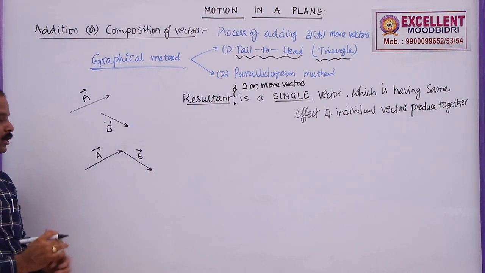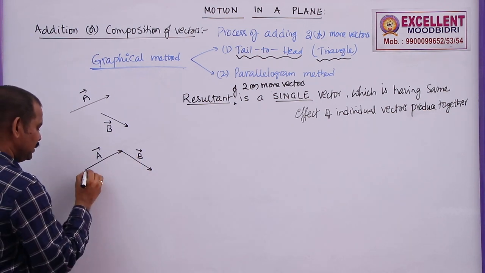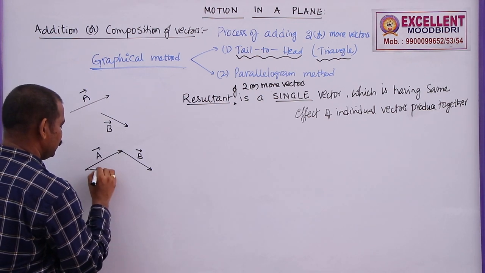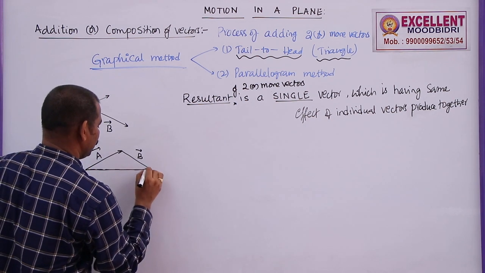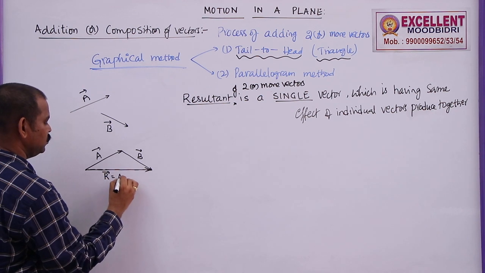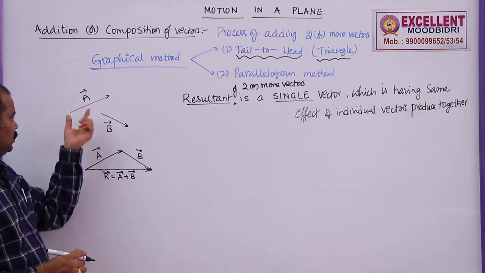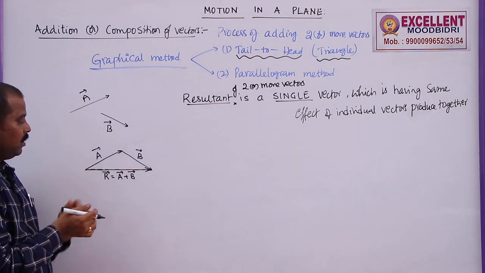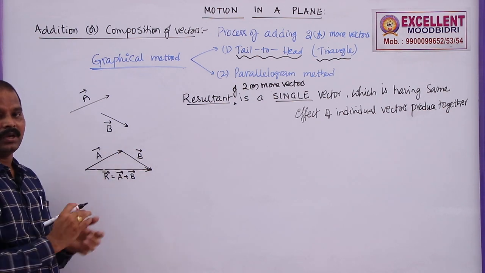So, what is the resultant of this A bar and B bar here? Now, you just join the tail of the first vector with the head of the last vector. You will get one more line here. This is the resultant vector R bar, which is equal to A bar plus B bar. See these two diagrams: these two vectors are acting in different directions, but the resultant of these two vectors is given by the third closing side of the triangle.